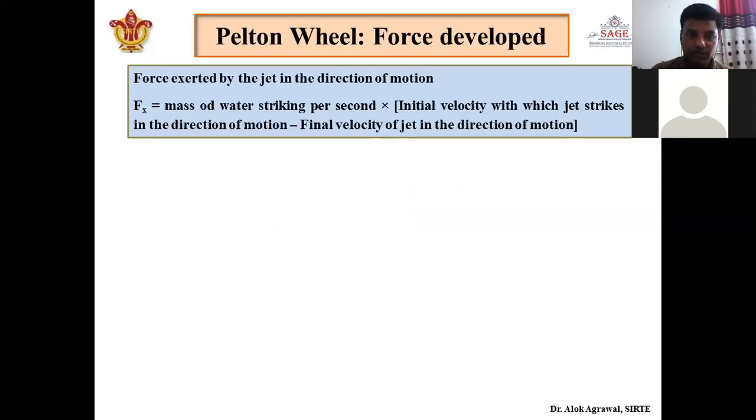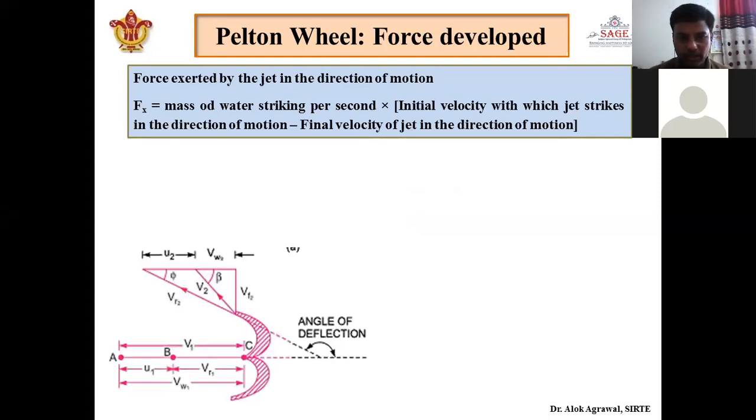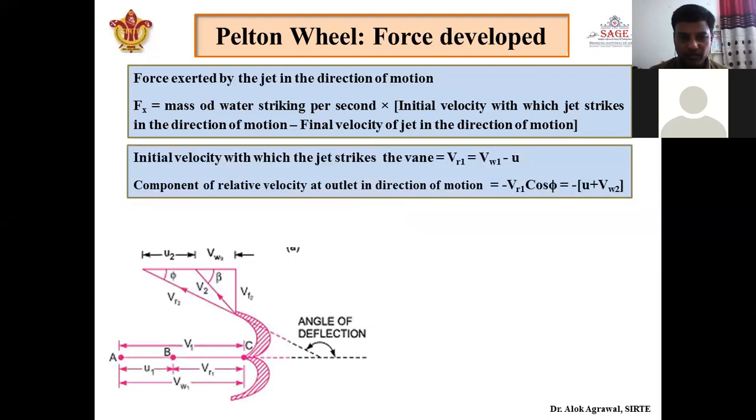Now, what will the force developed be? Force developed will be the mass of water striking per second into the initial velocity with which the jet strikes in the direction of motion minus the final velocity of the jet in the direction of motion. It comes from Newton's second law of motion. Again, the initial velocity is VR1. We have to consider relative velocity. So the initial velocity is VR1, which is equal to VW1 minus U, that we have seen from the inlet velocity triangle, and the component of relative velocity at outlet in the direction of motion.